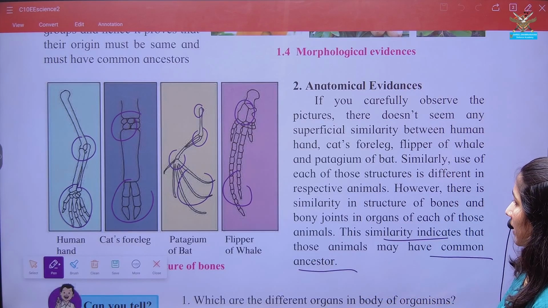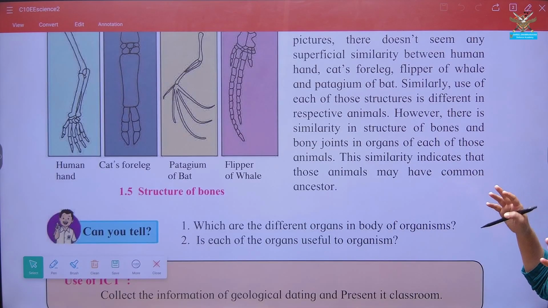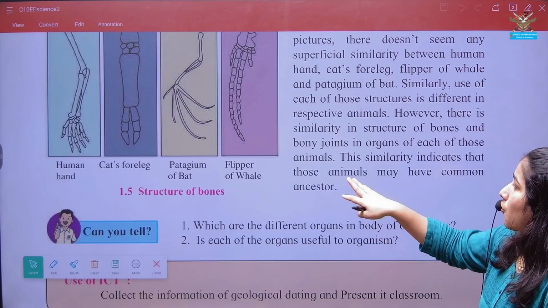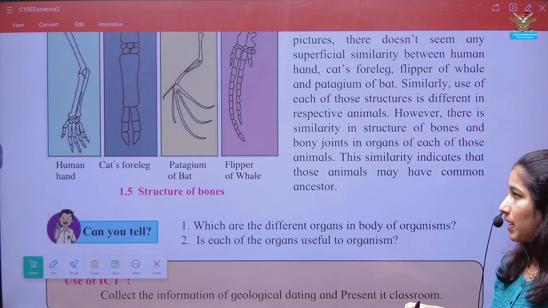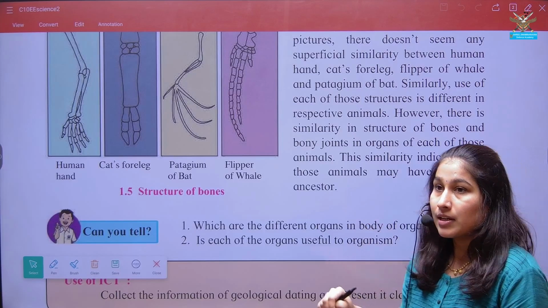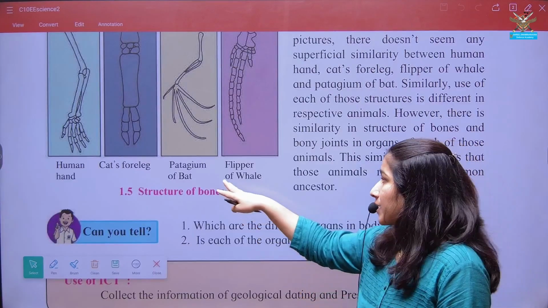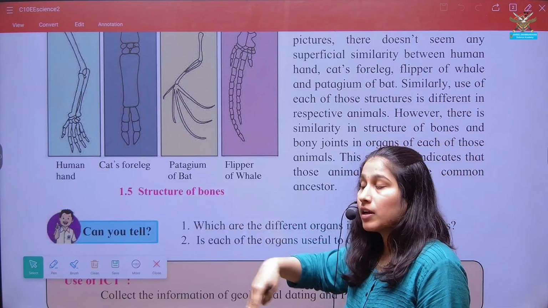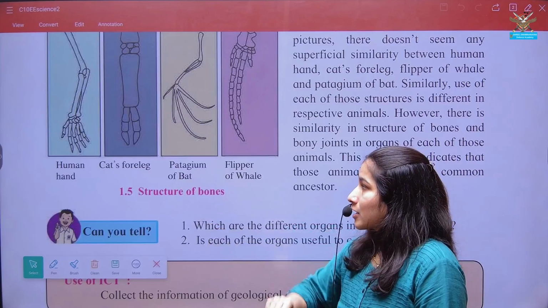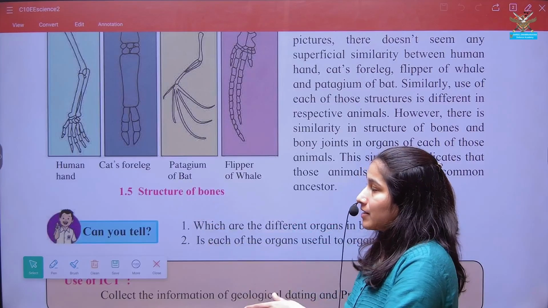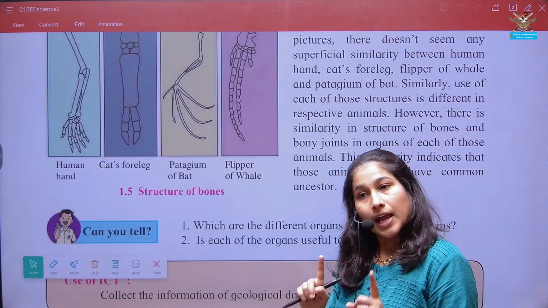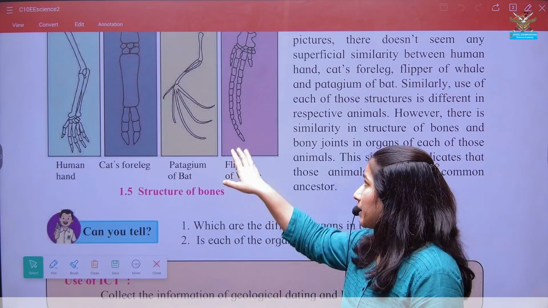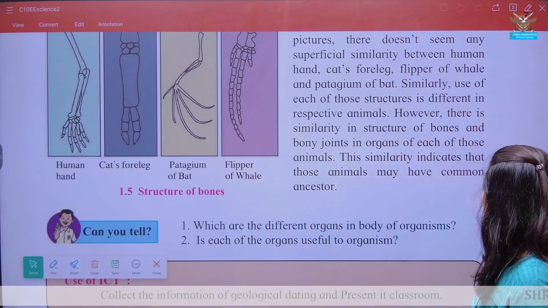Okay, again, these structures may look different externally. For the whale, the flipper is used for swimming. The patagium, bats use for flying. The cat's foreleg is for walking, and hands we use for picking up things, right? Every function is different, but internally they are the same.